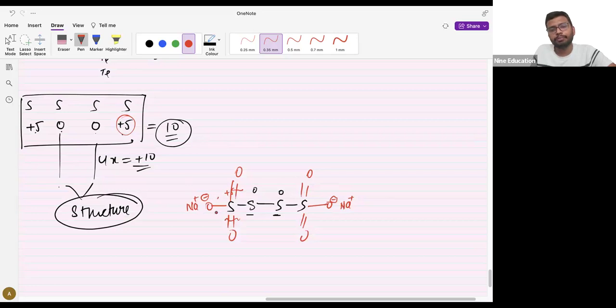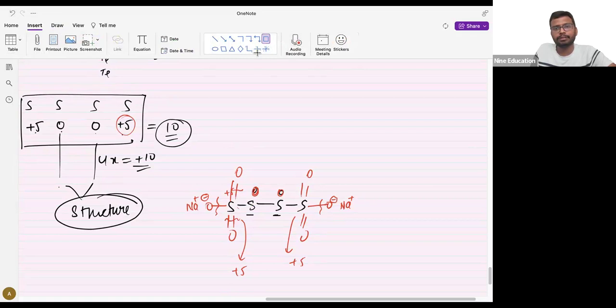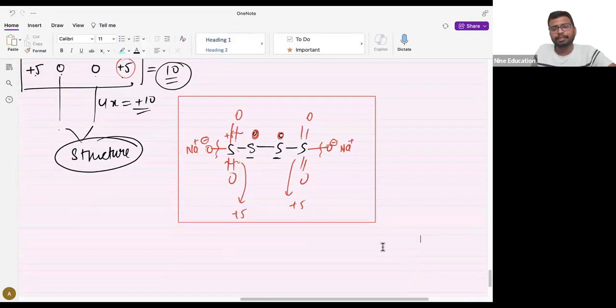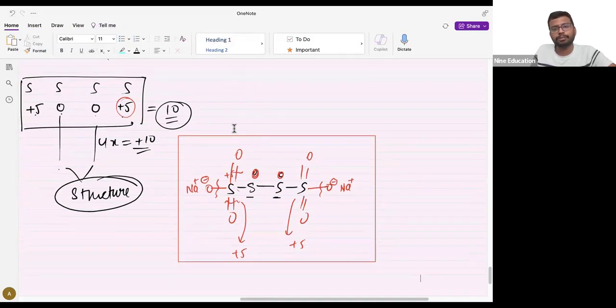So if I break these bonds, sulfur here will be +5, here also sulfur +5, but these two sulfurs will be 0 and 0. Understanding or not? So with the help of this method, I can go to the structure of any compound, even if I don't know the structure of it.